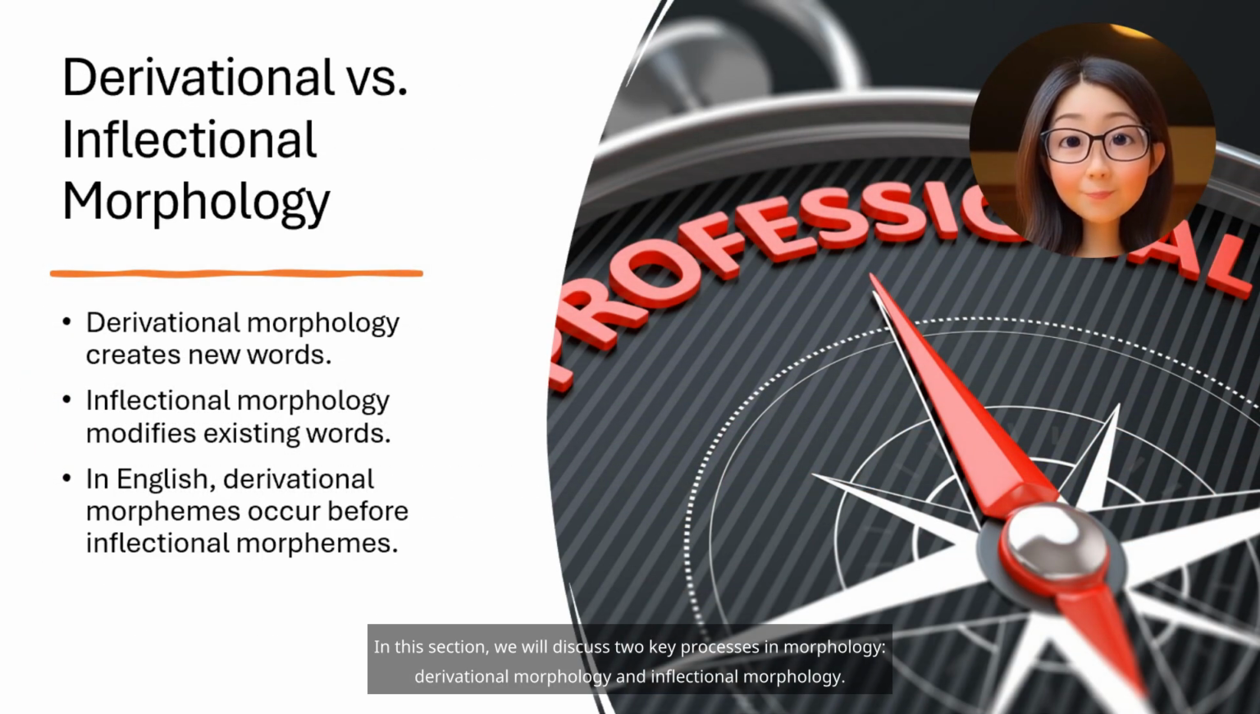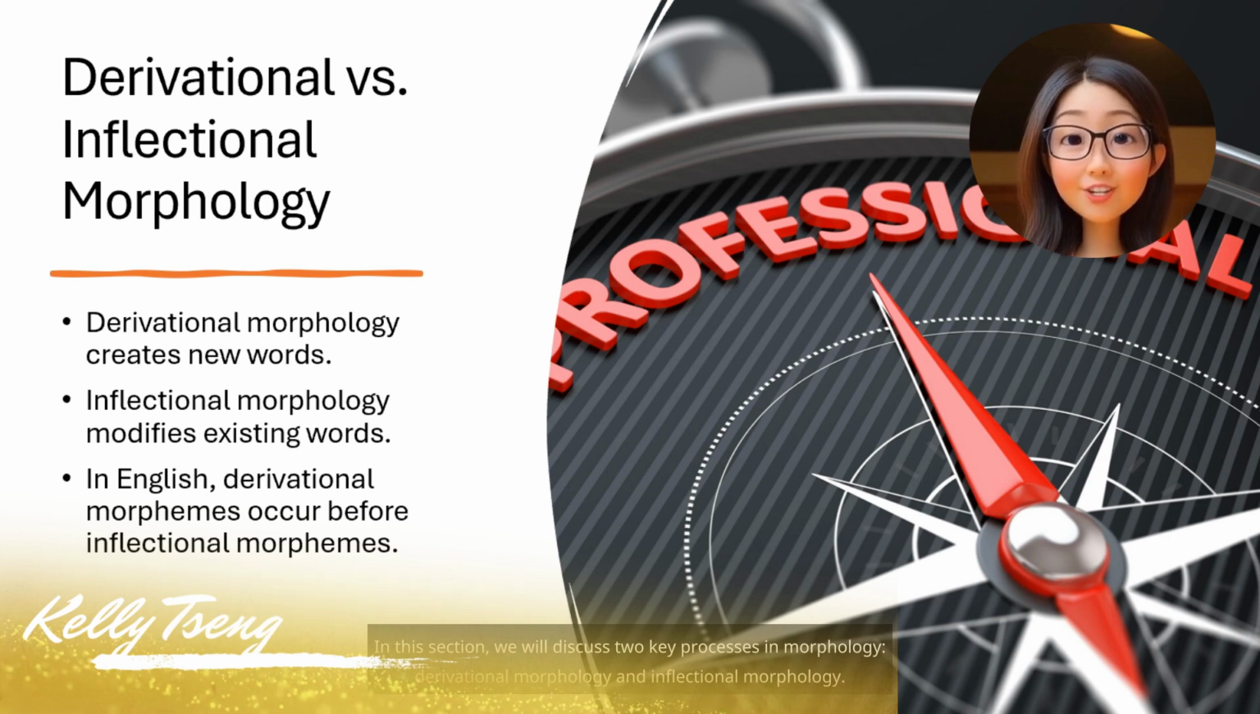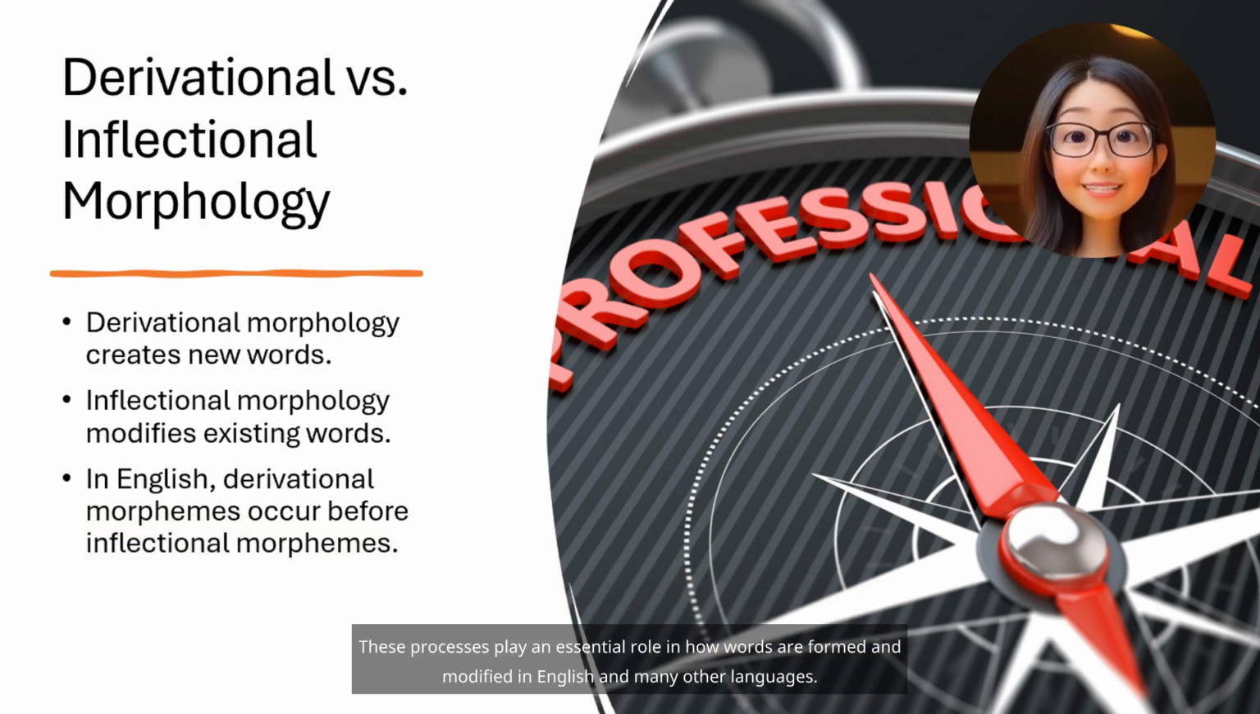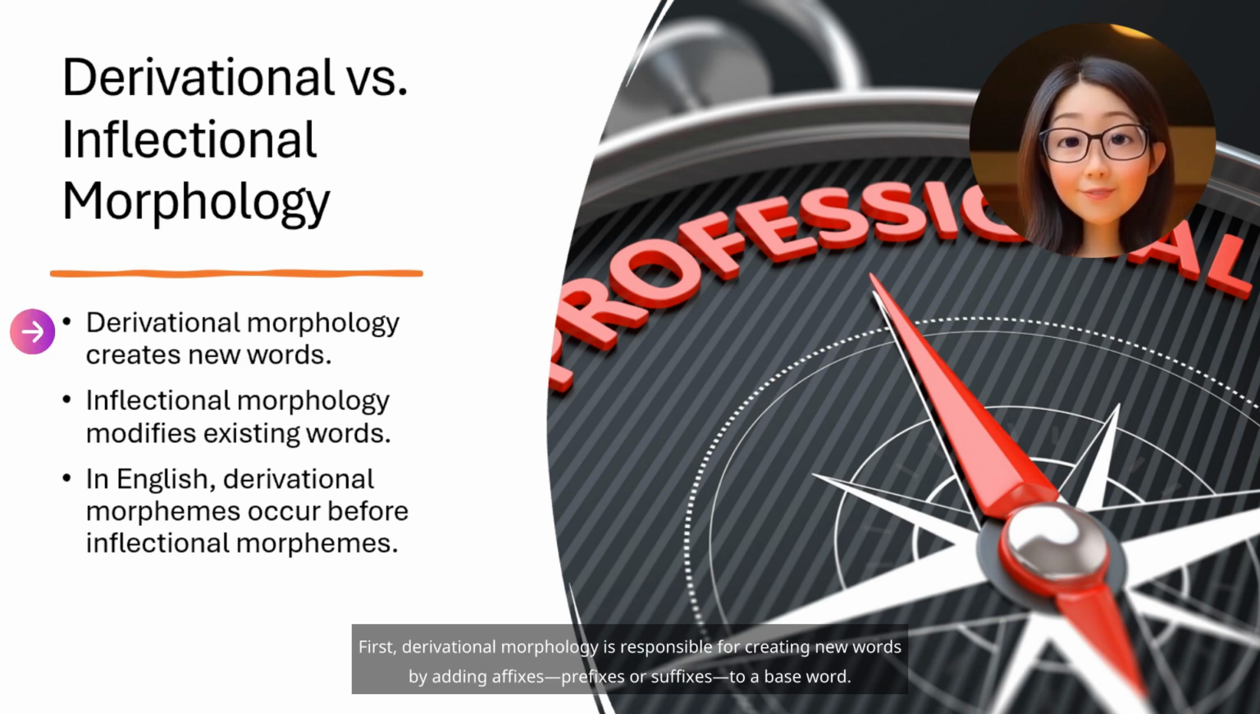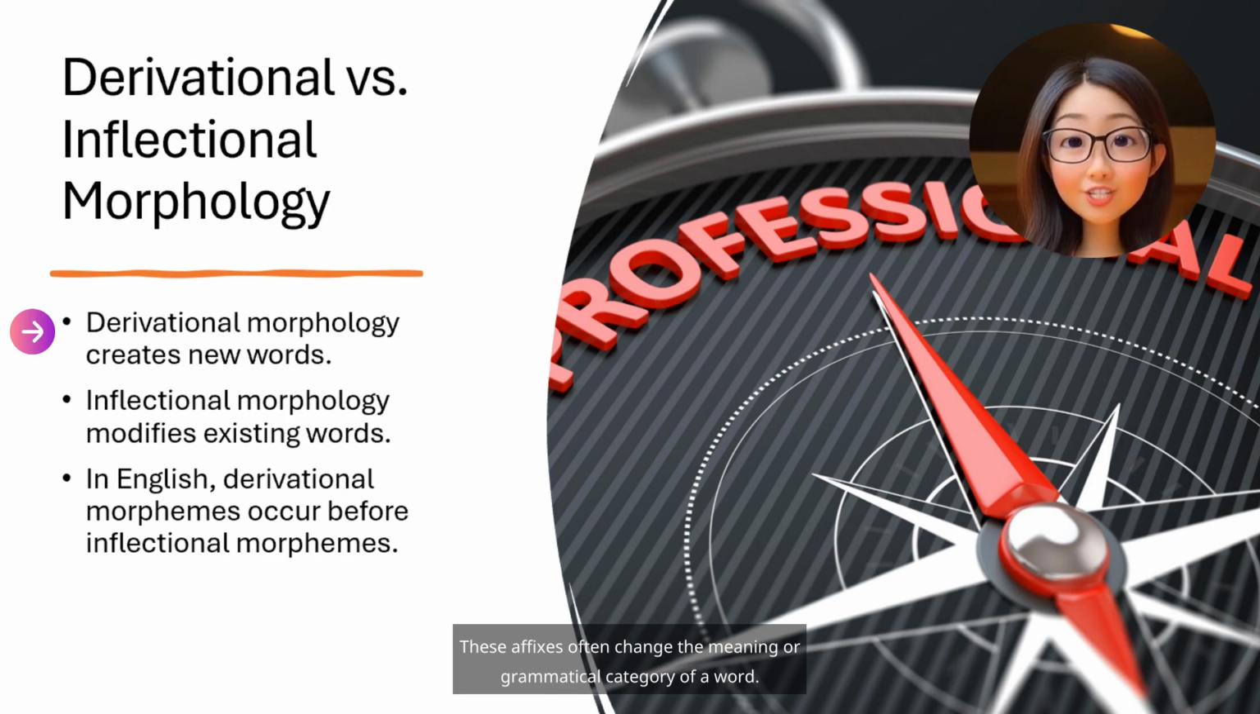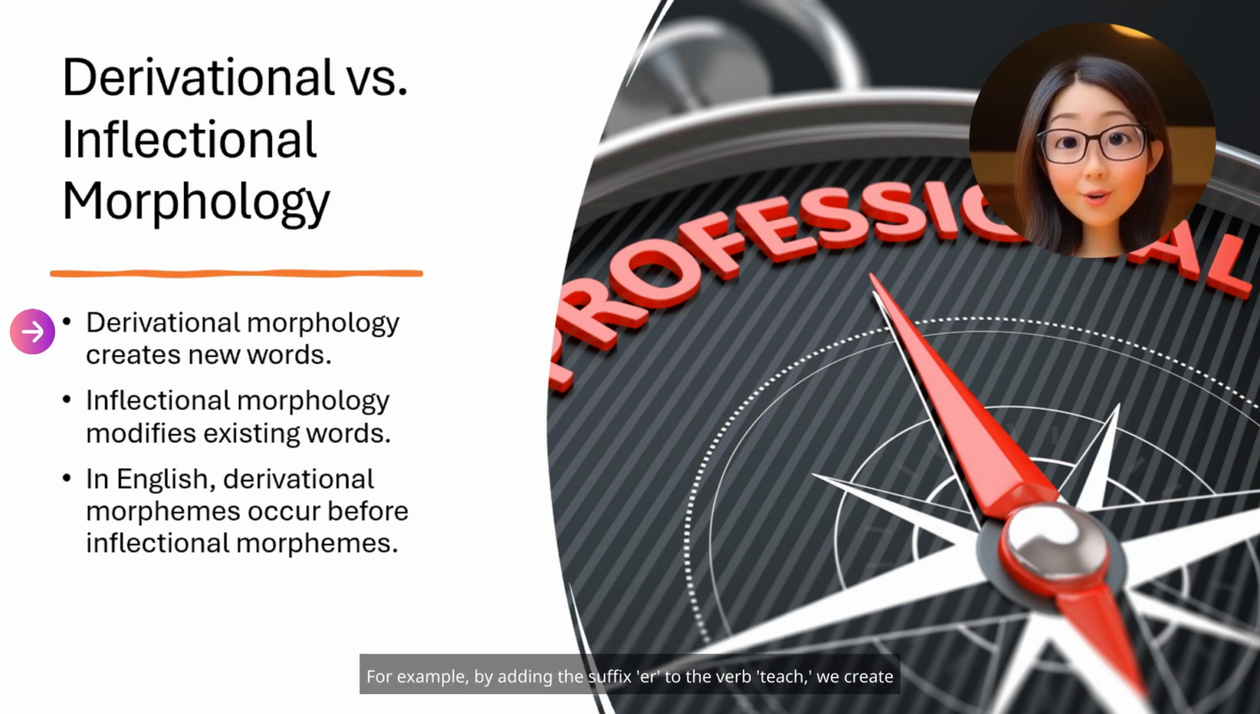In this section, we will discuss two key processes in morphology: derivational morphology and inflectional morphology. These processes play an essential role in how words are formed and modified in English and many other languages. First, derivational morphology is responsible for creating new words by adding affixes, prefixes, or suffixes to a base word. These affixes often change the meaning or grammatical category of a word.